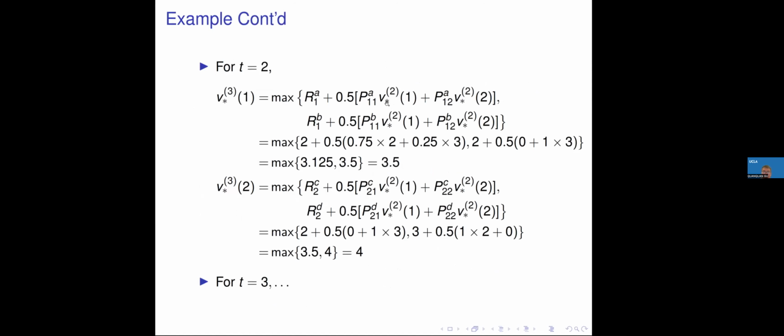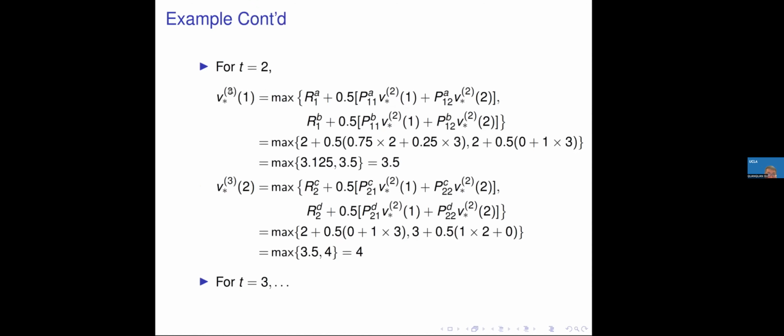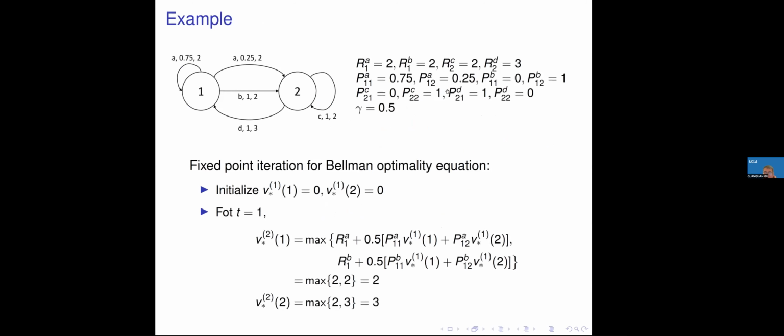Now, we have this V star 1 at step 2. So we plug these numbers into the Bellman optimality equation. Then we can get V star 1 at step 3 and V star 2 at step 3. So here, the number in the parentheses is the state, because there are 2 states in this example. And the number in the superscript is the index of the iteration in value iteration. Okay. And the other quantities are just pre-calculated here, which can be read out from this state transition graph.